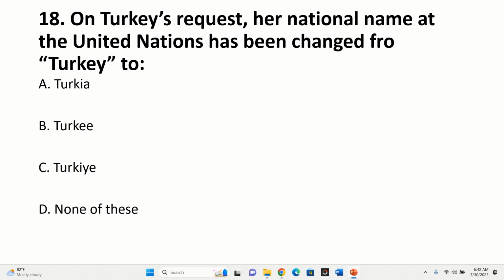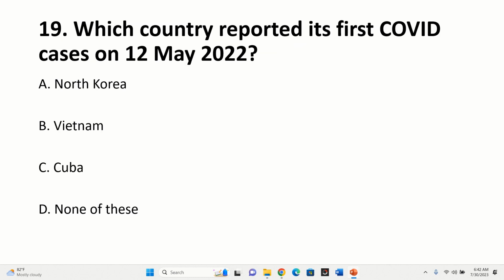At Turkey's request, her national name at the United Nations has been changed from Turkey to dash. Right answer is C. Turkey. Which country reported its first COVID cases on 12 May 2022? Right answer is A. North Korea.